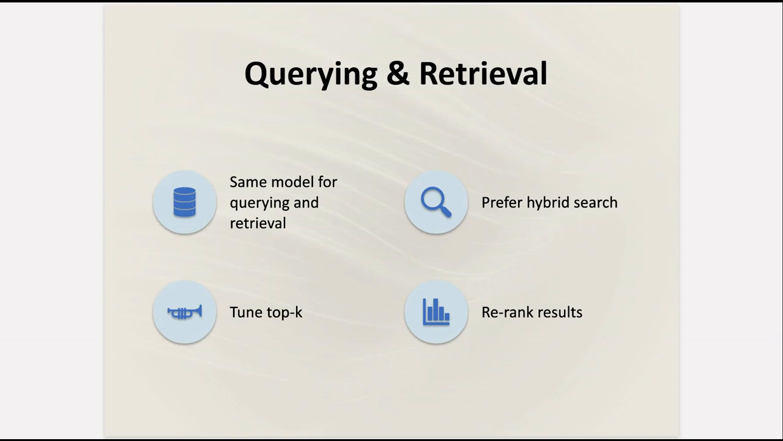The third one is the top K parameter. Again, this is one of the very important parameters, I would say, whenever you are dealing with RAG systems. So now, what is the perfect top K?